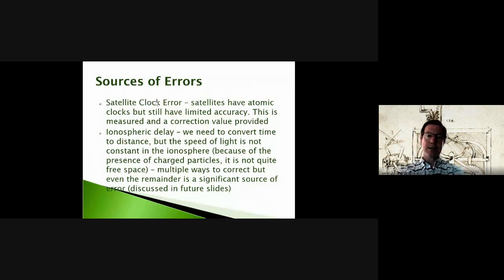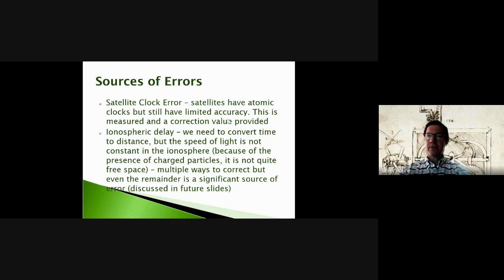But they're still pretty good, right? And they get synchronized periodically to that international recognition of what time it is right now. Each clock is compared on orbit so that you're not relying on just one, but you have multiple ones. So they have limited accuracy. They're really, really good, but it's still limited. This is measured and a correction value is provided, so ultimately that ends up being a very small error once it's been corrected.